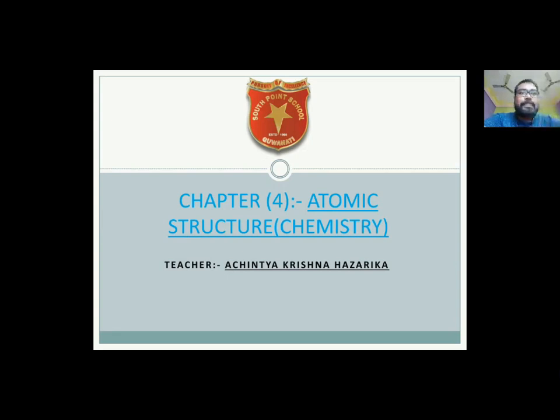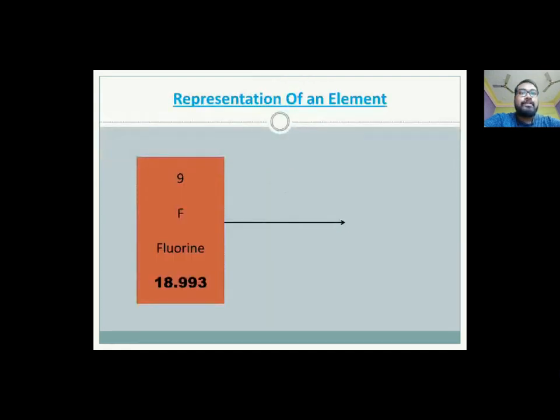In the previous class we discussed the atomic number and the mass number along with the representation of the elements. In this session we will discuss the isotopes, then electronic configurations and the valency of elements. Now before heading towards the next topics, we'll discuss the representation of the elements because you have some doubts in this, right? So let's see an example.